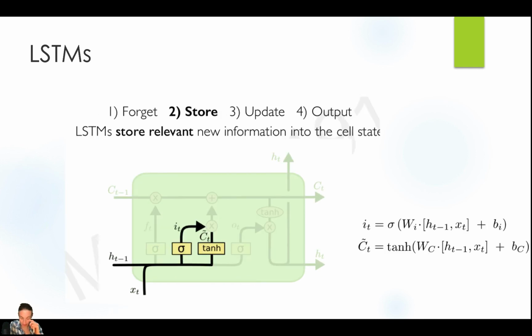Then we have the store gate. The store gate takes the same inputs, the xt's and the hidden state of the previous time. And this is a little bit more complicated. It has, like previously, the hyperbolic tangent to calculate our memory, again a pointwise multiplication with an activation function. And it also has a sigmoid function here, which basically will tell this hidden cell state what to remember.